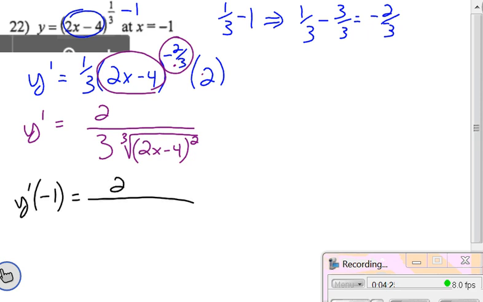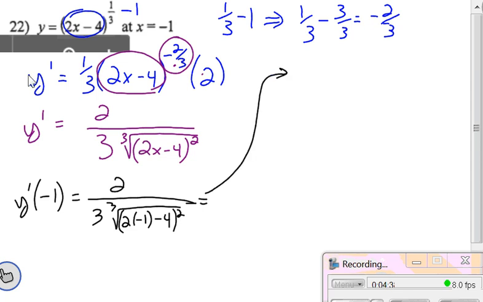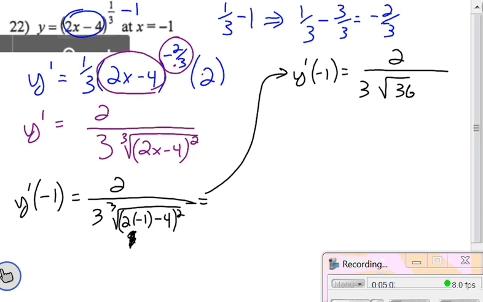Okay, let's see where this leads us. We get 2 on the top still. On the bottom, 2 times negative 1 is negative 2, take away 4 is negative 6, and negative 6 squared is 36. And so that's kind of our answer.